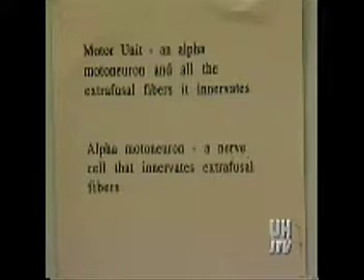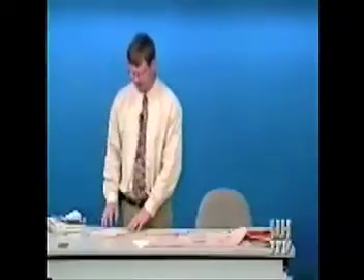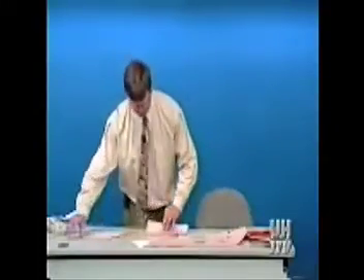So alpha motor neurons, by definition, are what type of fibers? Afferent or efferent? They're efferent, right? Because they're motor, they are taking information from the central nervous system out to the periphery, in this case to a muscle. So they're going to be efferent fibers. So where are they located?